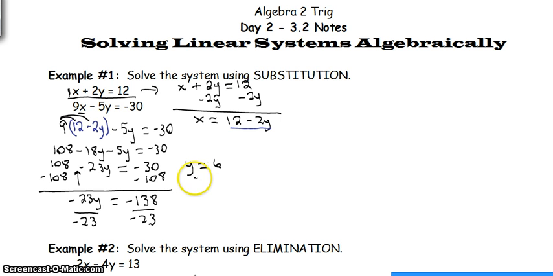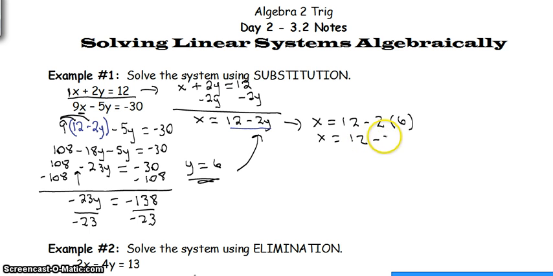So now what's nice about this is I have y equals 6, and I have an equation right here where I can substitute 6 in for this y and find x. So I'll just move this over here, and I will take x equals 12 minus 2 times that 6, and now I can solve for x. So x is going to be equal to 12 minus 12, and so x is 0.